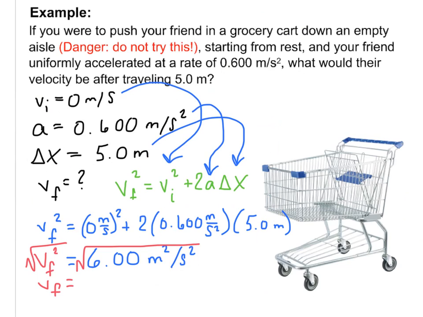And when I take the square root of 6, I get 2.4. And the square root of meters squared is just meters. The square root of seconds squared, the per second squared, is just seconds. And now I have my answer in meters per second, which is what I want. I want the velocity in meters per second, and it's 2.4. And that is my friend's final velocity after they have traveled 5 meters. Don't forget sig figs. This is the correct number of sig figs because I'm limited by 2 sig figs right there.